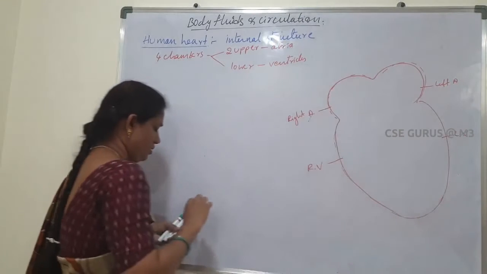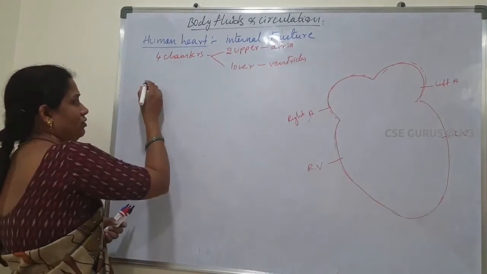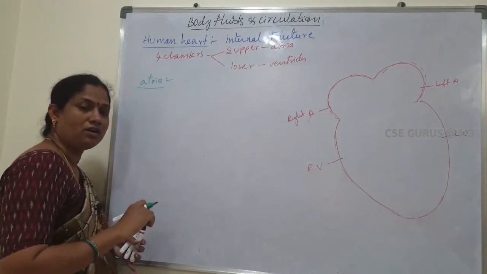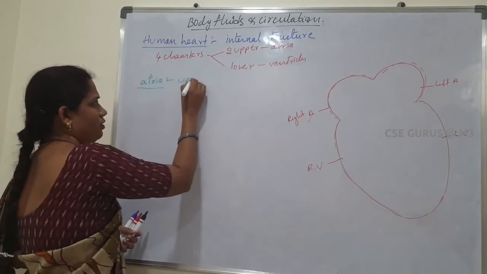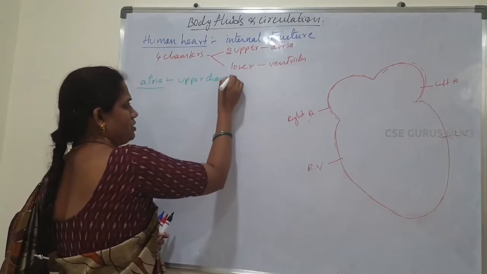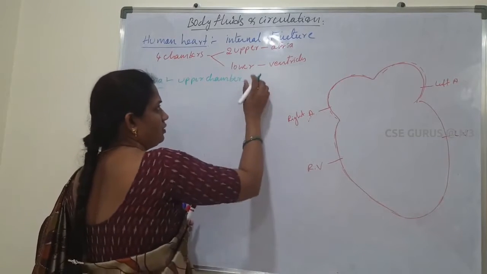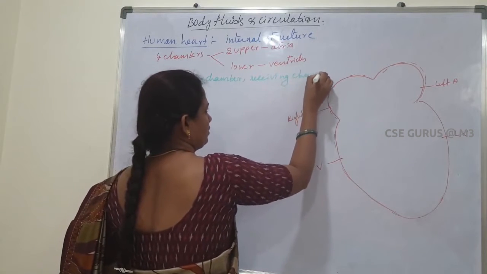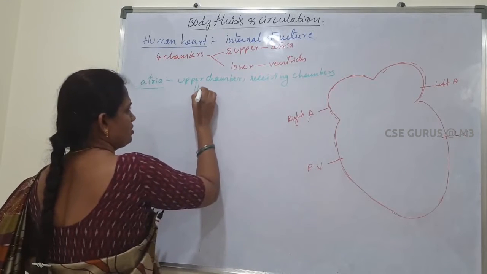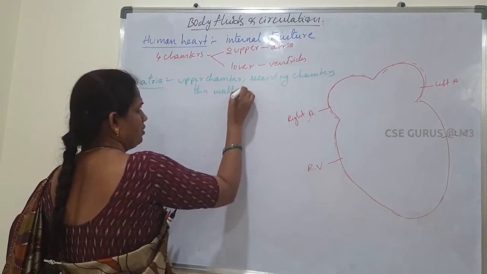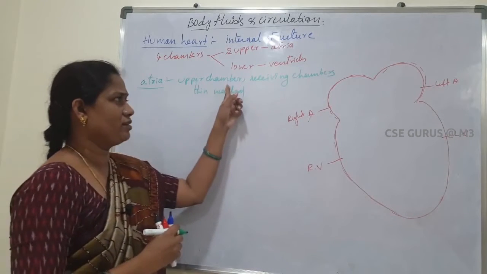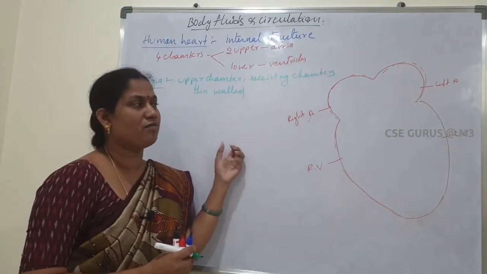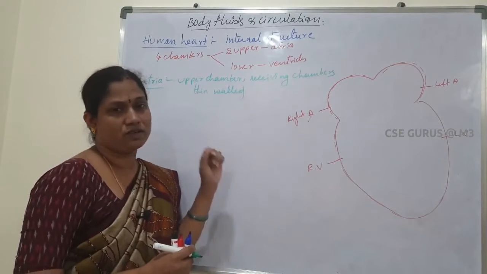The upper chambers are called atria. First of all, I would like to tell about atria. Atria are also called auricles. These upper chambers are receiving chambers and thin walled structures. They are called receiving chambers, which means they receive the blood from different parts of the body.